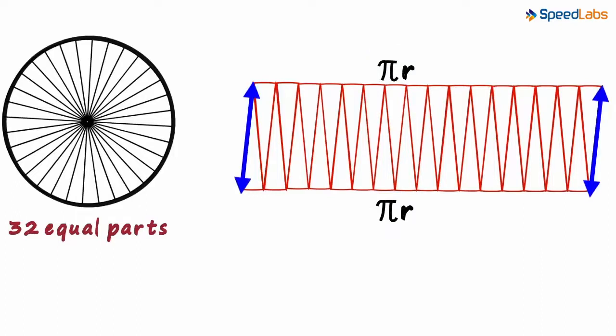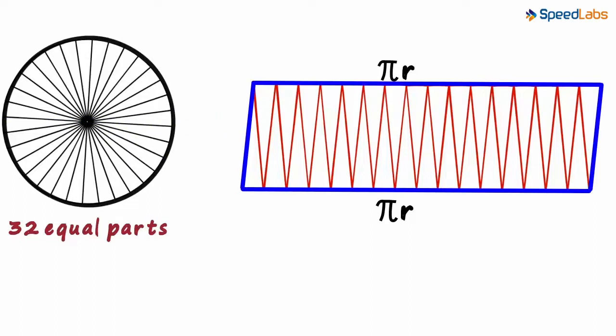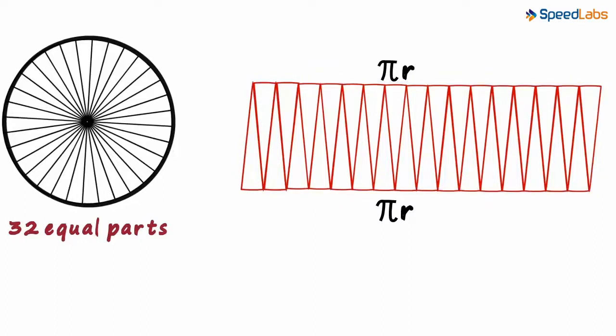And what about this length? This length, as you can see, is actually the radius of the circle. Even this length is the radius of the circle. But if you notice, this is slightly slant and is not a perfect rectangle. So we can say that it is approximately equal to the radius of the circle, which is r. This will be r and this too will be r.